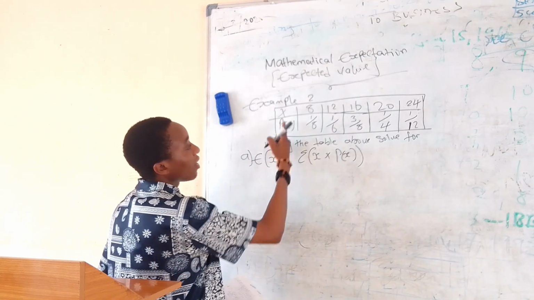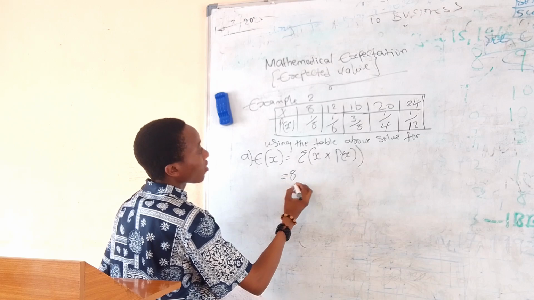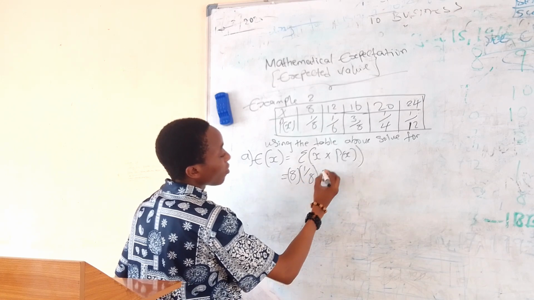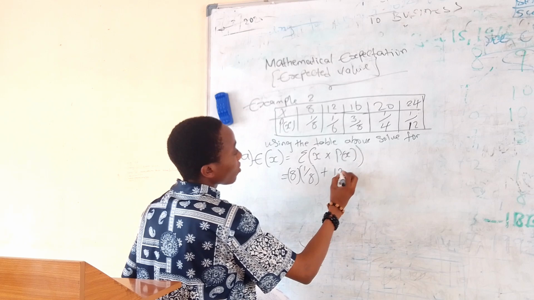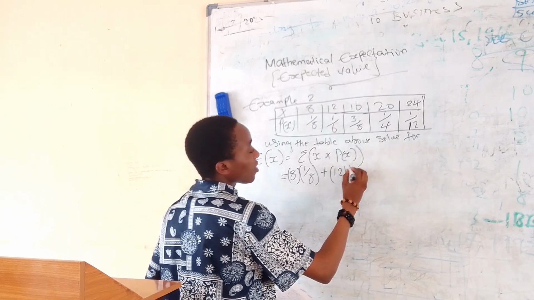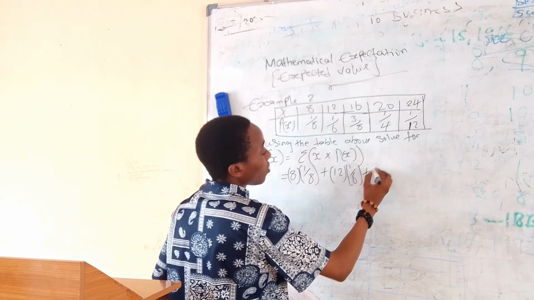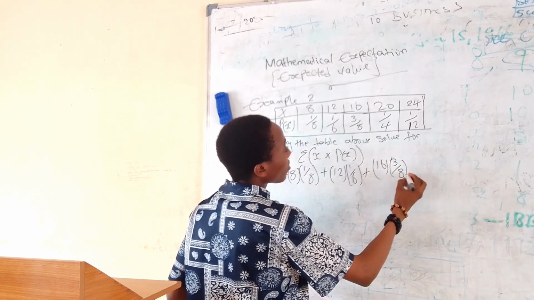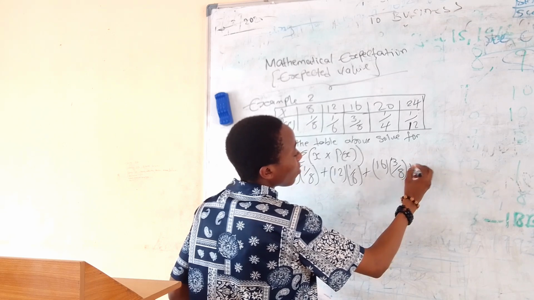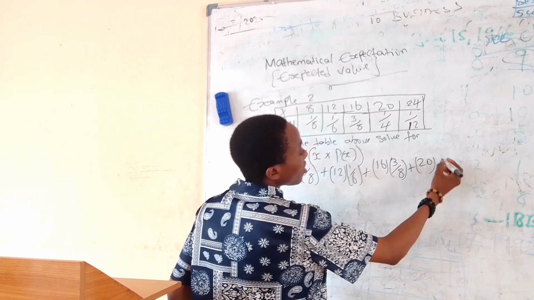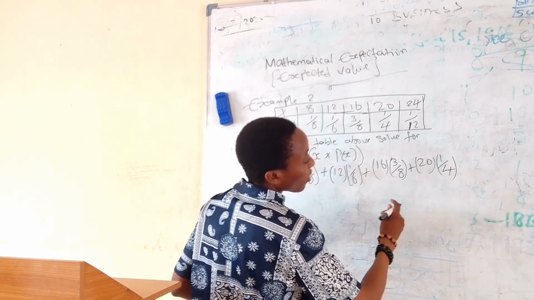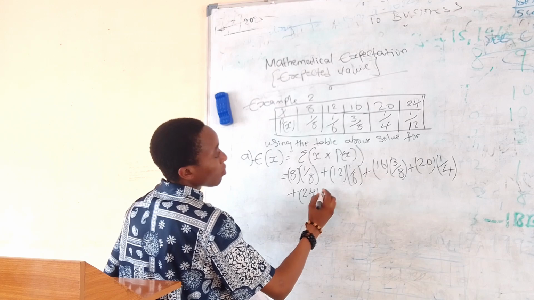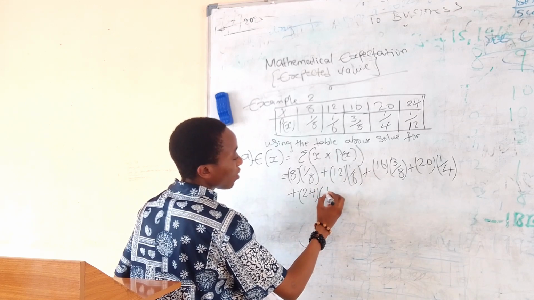So we have 8, our probability of x is 1 over 8, plus 12. Probability of 12 is 1 over 6, plus 16. Probability of 16 is 3 over 8. Then plus 20. Probability of 20 is 1 over 4. And then the last one we have is 24, multiplied by the probability of 24, which is 1 over 12.